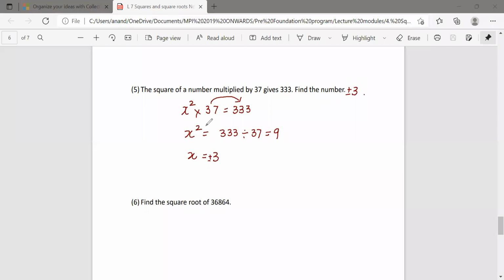Okay. I formulated this particular equation using the information given. Then find the square root of 36864. At home, you will do it by factorization also. Do the prime factorization and do it. We will do it over here by approximation.